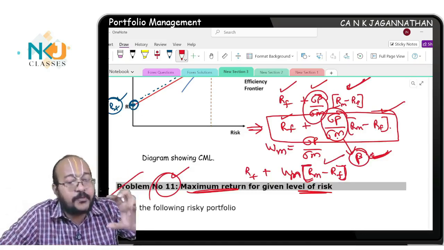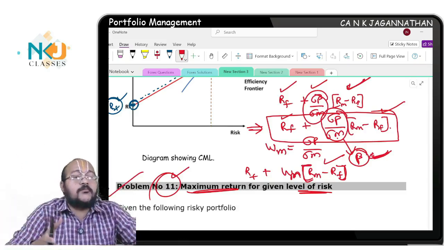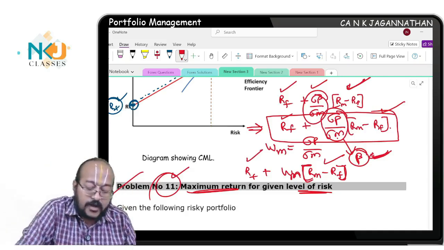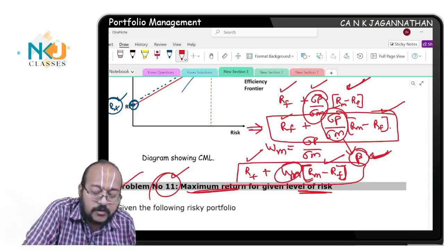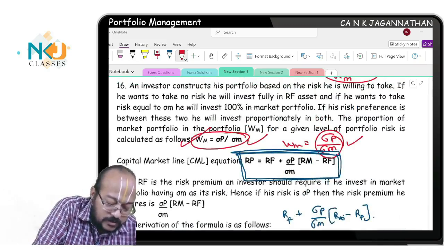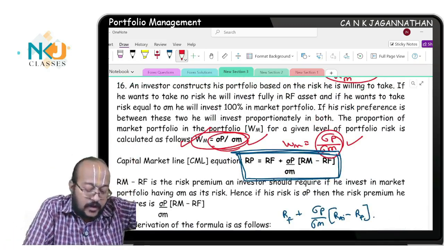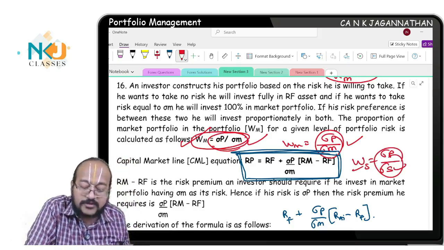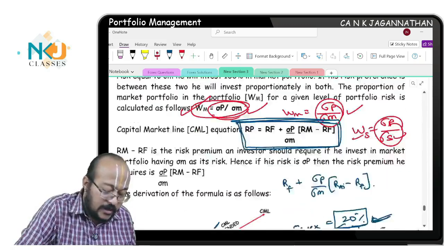Are you listening? That premium can only be given for the amount invested in the market portfolio and not the amount invested in the risk-free asset, because the amount invested in the risk-free asset will earn you the full RF. That is why it is RF plus WM into RM minus RF. How does this WM become sigma P by sigma M? I have explained it here. WM is sigma P by sigma M. In the capital allocation line also I have explained this: WS is equal to sigma P by sigma S. The sigma S and WS get replaced with sigma M because the security will be replaced by the market. Are you listening? This is the concept.